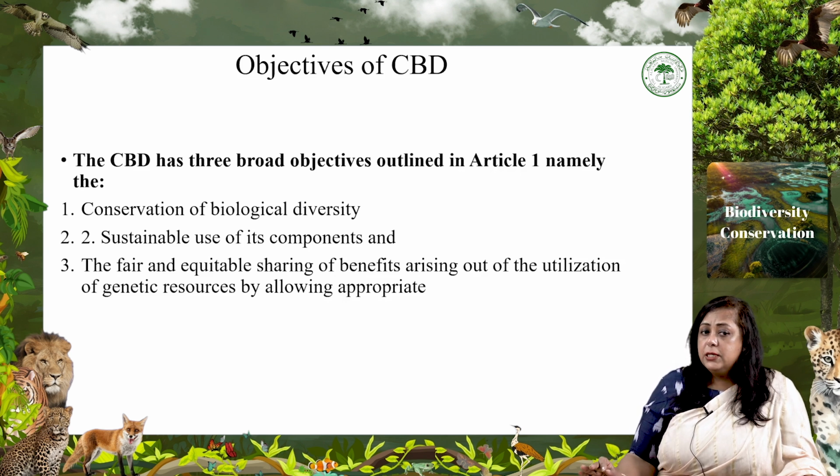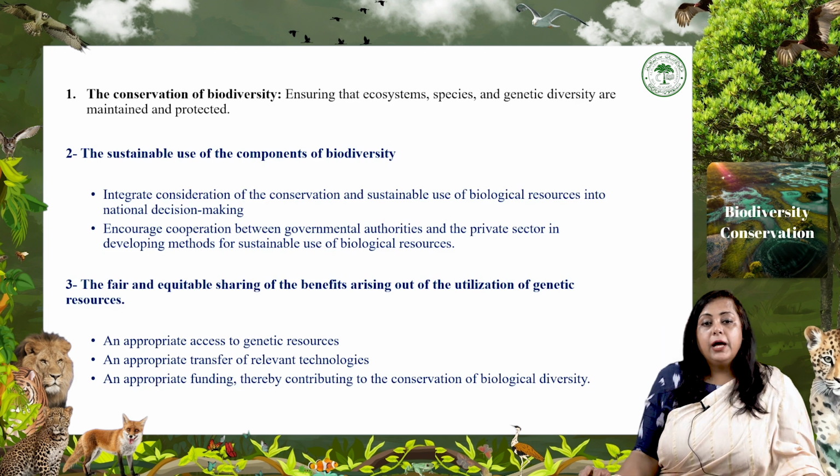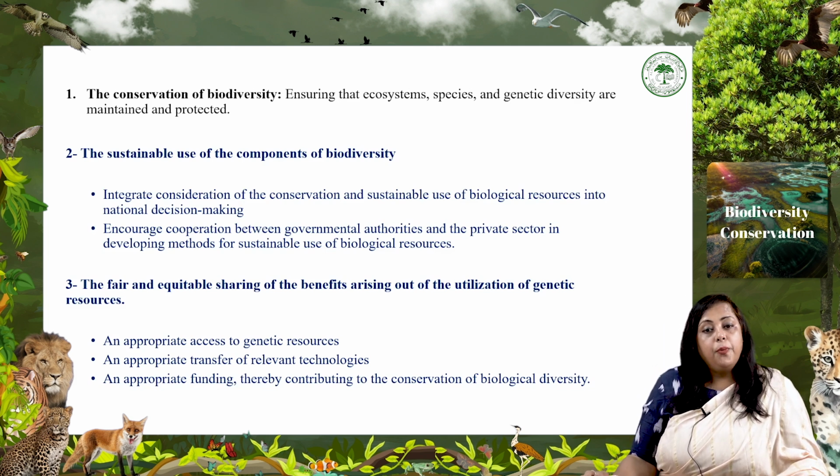There are three main objectives of the CBD. The first is the conservation of biological diversity, the second is the sustainable use of its components, and the third is the fair and equitable sharing of benefits arising out of the utilization of genetic resources. The first objective is ensuring that ecosystem, species and genetic diversity are maintained and protected. Sustainable use of components of biodiversity means integrating consideration of the conservation and sustainable use of biological resources into national decision making, and encouraging cooperation between government authorities and the private sector in developing methods for sustainable use of biological resources.